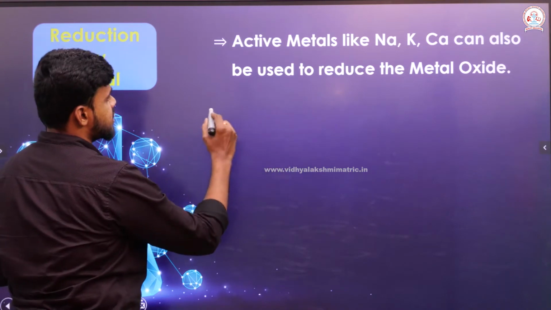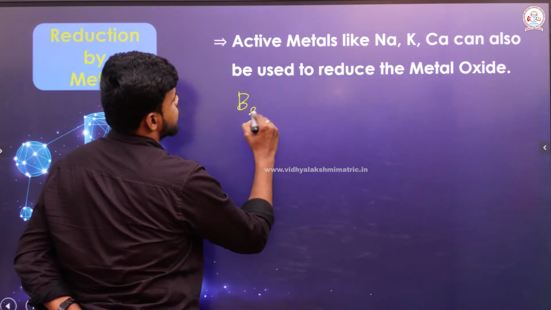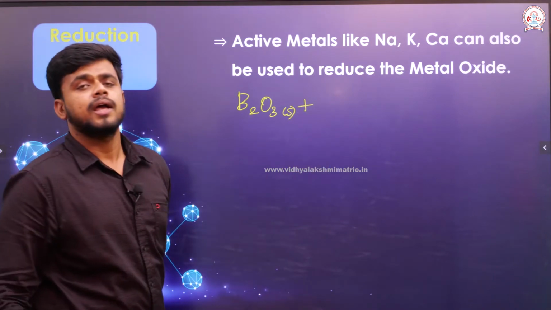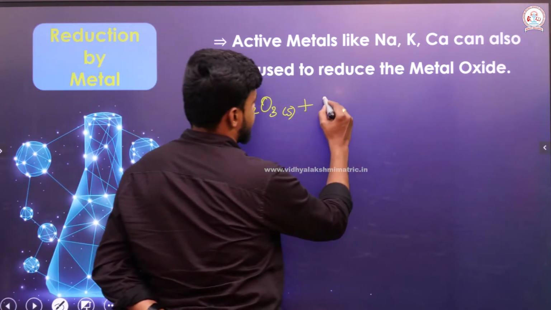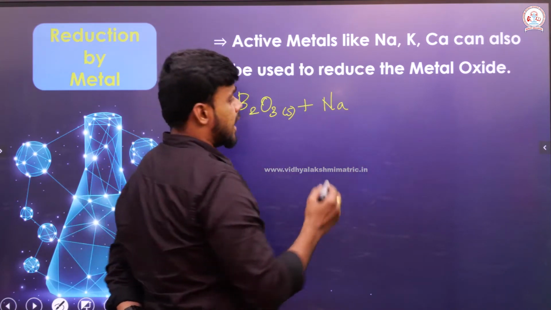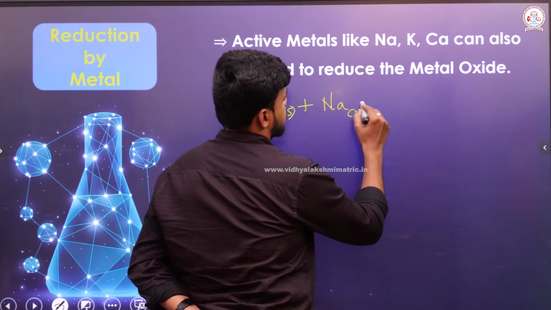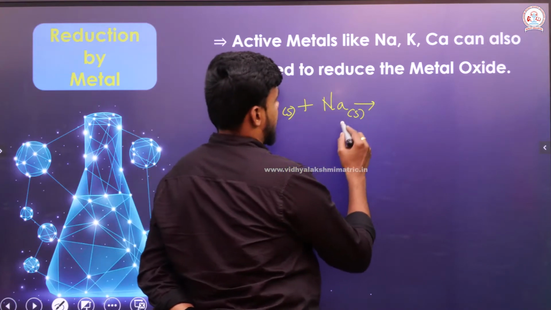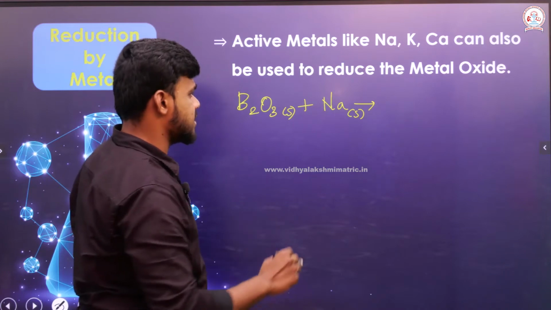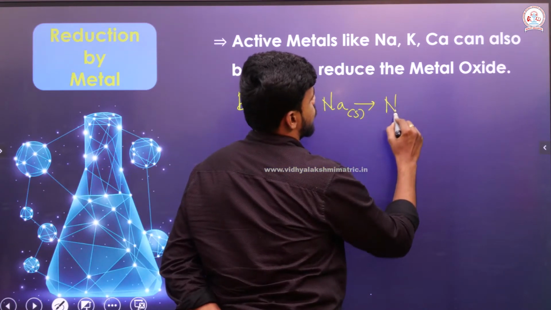So, let me just take B2O3, which is an oxide. This boron trioxide can be reduced with the help of a highly electropositive alkali metal, sodium too. As I told, sodium will take up this oxygen and go as Na2O.